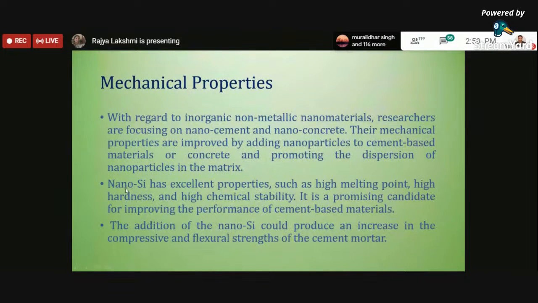For example, if you observe, nano silicon has excellent properties such as high melting point, high hardness, and high chemical stability. It is even promising for improving the performance of cement-based materials. And addition of nano silicon could produce an increase in compressive and flexural strength of cement mortar. So not only environmental control, even the lifespan of the construction materials, that also you have to check.